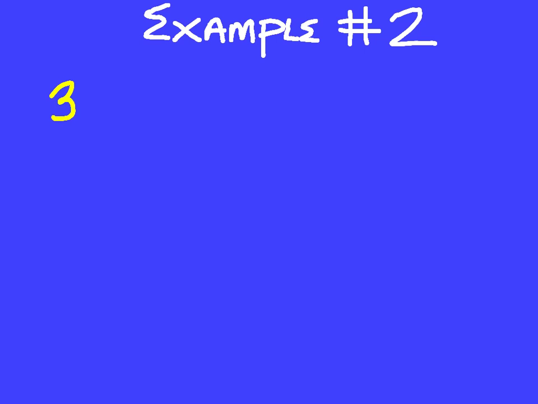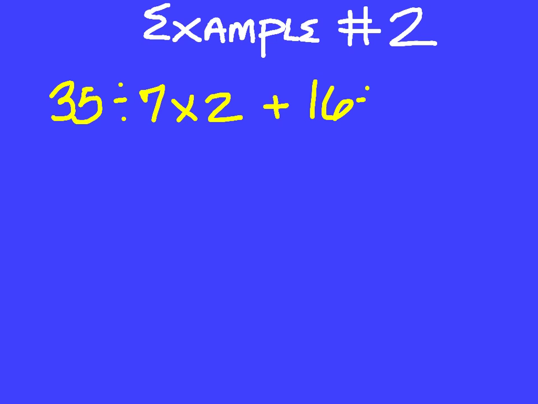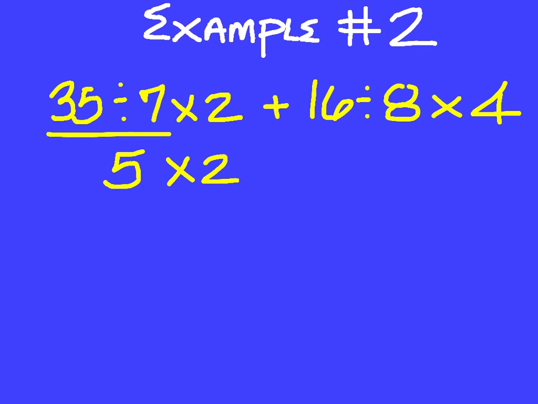Example number 2. 35 divided by 7 times 2 plus 16 divided by 8 times 4. You have to do multiplication and division in order from left to right. So the first thing that comes up is 35 divided by 7. That's 5. And then 16 divided by 8 is 2.